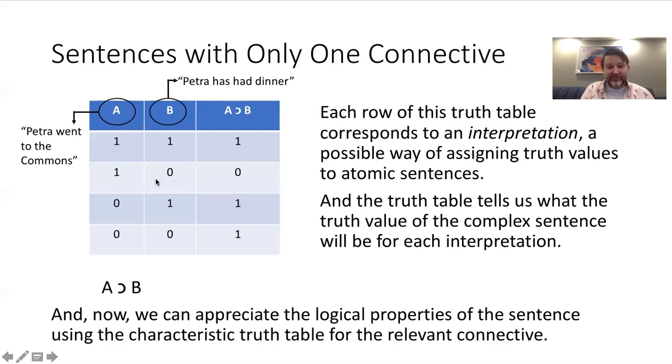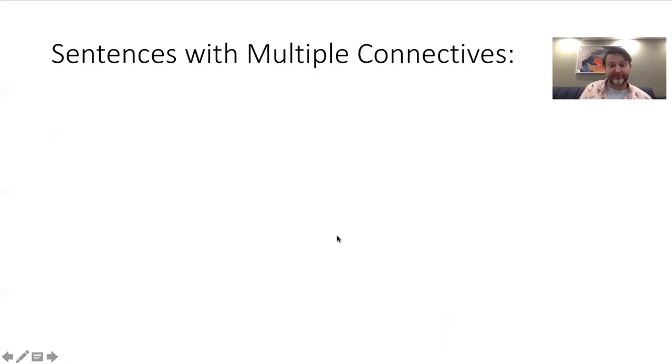It could be true that Petra went to the Commons, but false that Petra has had dinner. It could be false that Petra went to the Commons, but true that she had dinner. And both of these could be false. So setting up the truth table in this way captures all of the ways the world might be relative to these two sentences' truth values, right? They can both be true. One can be true and the other can be false, both ways, or they can both be false. And so when we set up our truth table, we want to be mindful of trying to capture all of the ways in which the atomic sentences may be true or false relative to one another.